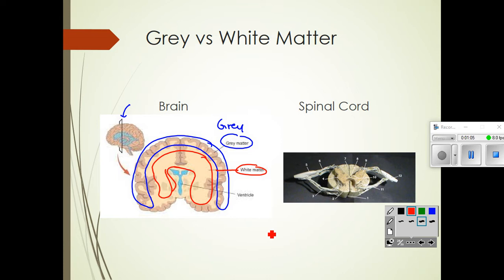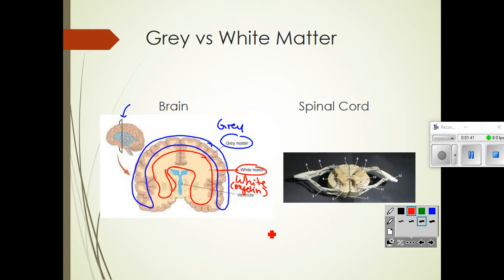Now, could someone remind us what the difference between gray and white matter is? Like what they're made out of, or something about nerve conduction in gray versus white matter? So how about which of the two has myelin, gray or white? White. White matter has myelin. So which of the two conducts impulses faster, white or gray? White, because it has myelin.